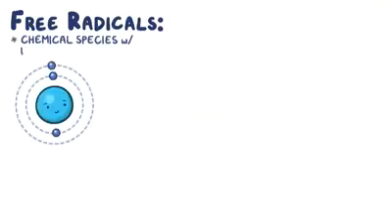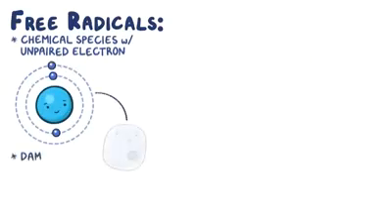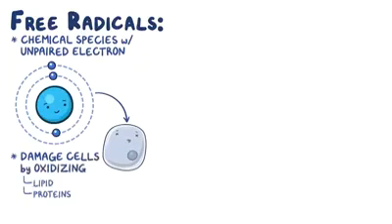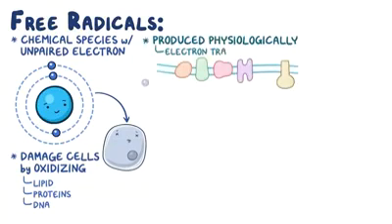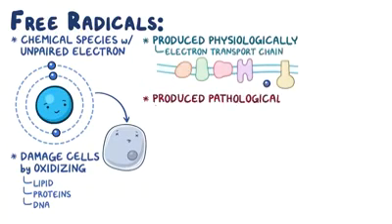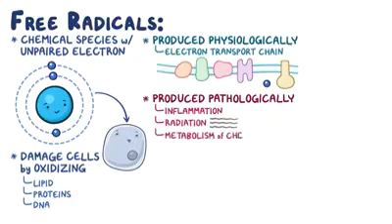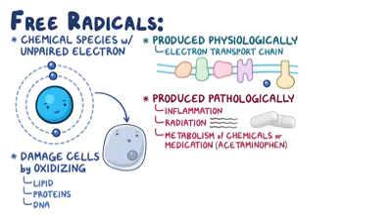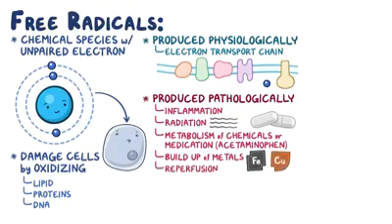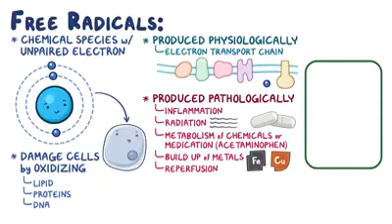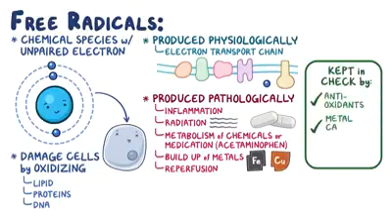Alright, as a quick recap. Free radicals are chemical species with an unpaired electron, which can damage the cells by oxidizing the lipids, proteins, and even the DNA. They're produced in the body physiologically by the electron transport chain, and pathologically during inflammation, exposure to ionizing radiation, metabolism of chemicals or medications like acetaminophen, buildup of metals like iron or copper, and reperfusion of ischemic tissue. Free radicals are normally kept in check by antioxidants, metal carrier proteins, and free radical scavenging enzymes.